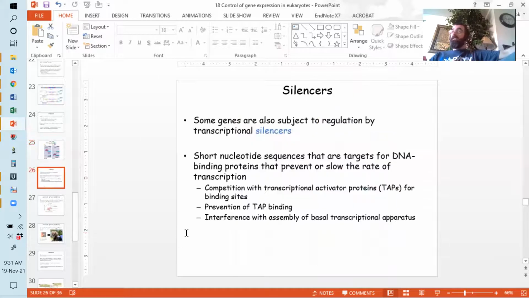All right, what's next? Silencers. So silencers do the opposite, right? So they're involved in repressing.